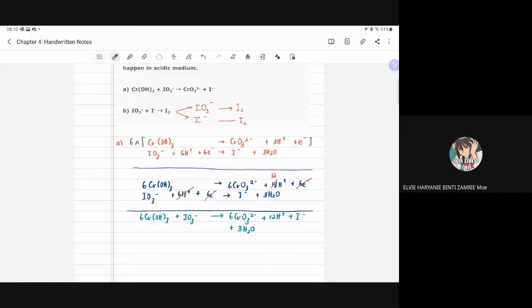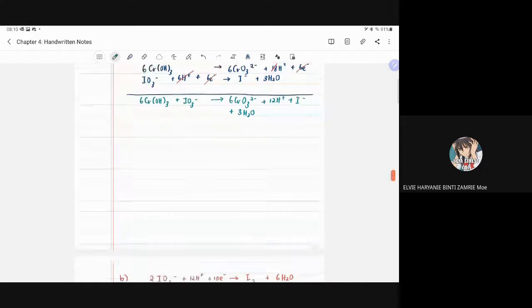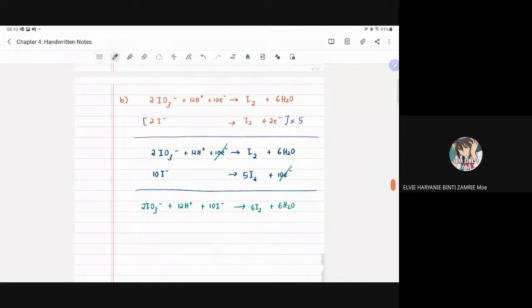Okay, dah semak? Okay, dah. Are you done? Okay, right, sudah. Okay. Now, let's have a look at the next one pula. Jawapan dia untuk soalan B, you should get dia punya final answer as 2IO3 minus plus 12H plus 10I minus forming 6I2 plus 6H2O.